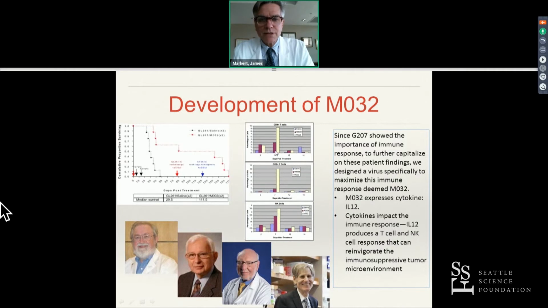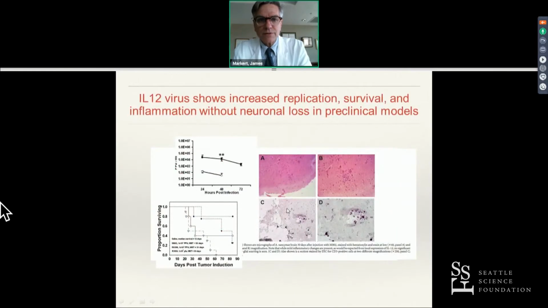And what you can see is that after about a week, there's a marked increase in CD4 cells and CD8 cells in the tumor, as well as NK cells, with both viruses, but particularly with the IL-12 virus. But then this response sort of dies off over time.